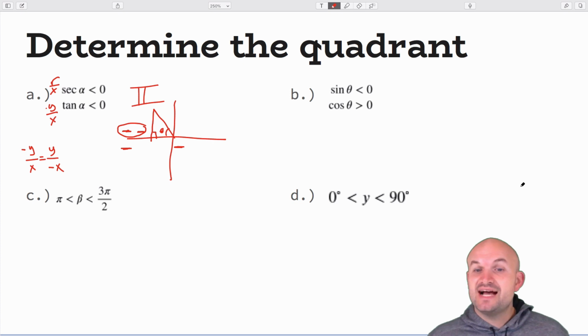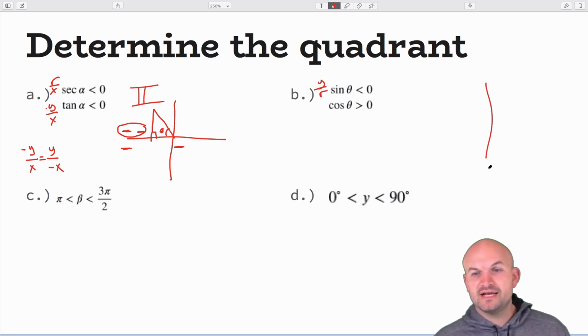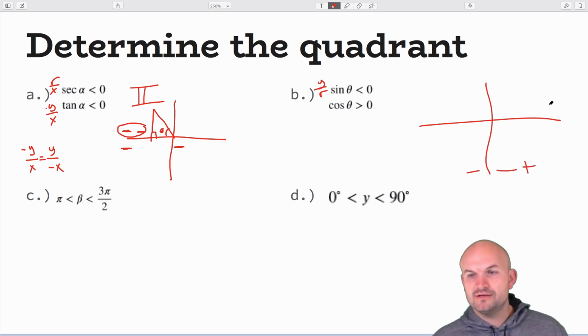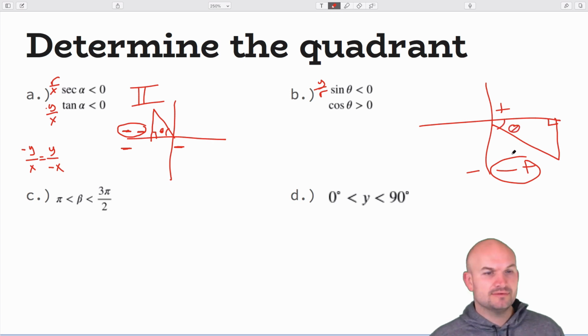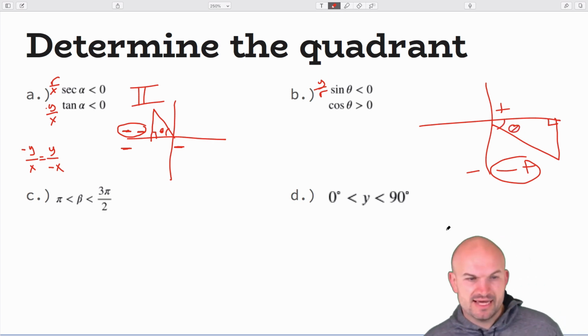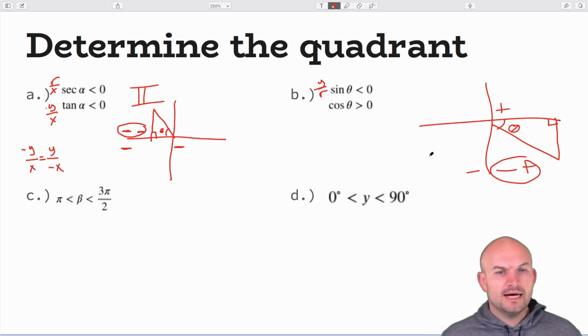The next one here, we have sine is less than 0. Sine is going to be y over r. So if sine is less than 0, that's going to be down here or down there. If cosine is greater than 0, then it's going to be over here or over here. So you can see that the only quadrant where both are true is this fourth quadrant. So let's go ahead and draw our triangle. And that one's going to be theta right there. So I'll use theta for that angle. There you go. And cosine is just going to be x over r.